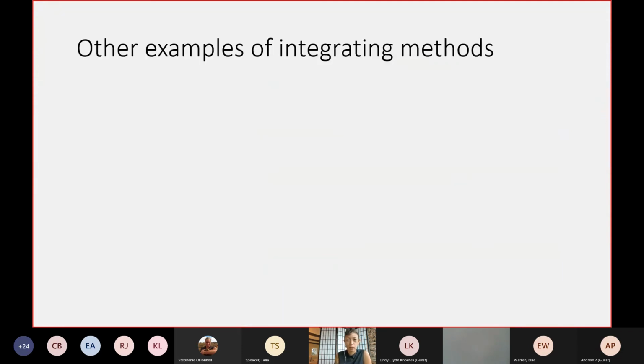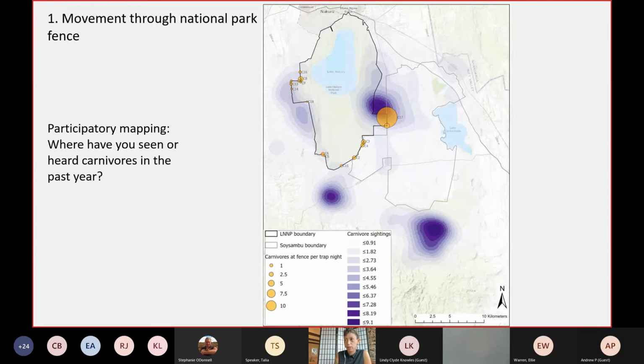I won't go any deeper into what we analyzed for that study, but instead I'll just pivot to a few more examples of what we could do by integrating my mapping data with the ecological and behavioral data. So the first example is in orange, the per camera trap night approaches of carnivores to the fence. So, you know, in the middle here are these areas where there are a lot of carnivores approaching and crossing the fence. And the purple shows a kernel density estimate of where community members have seen or heard carnivores over the year of the study, which came from the mapping data.